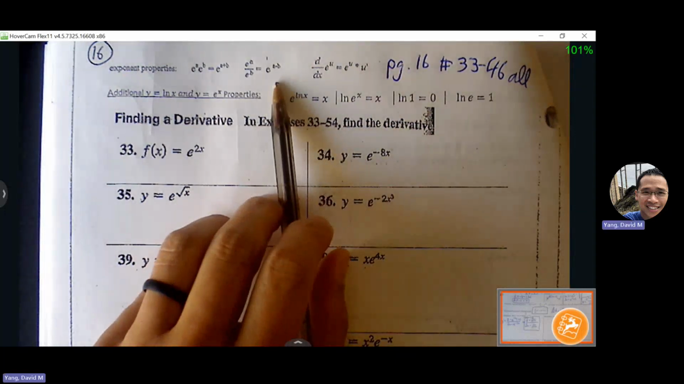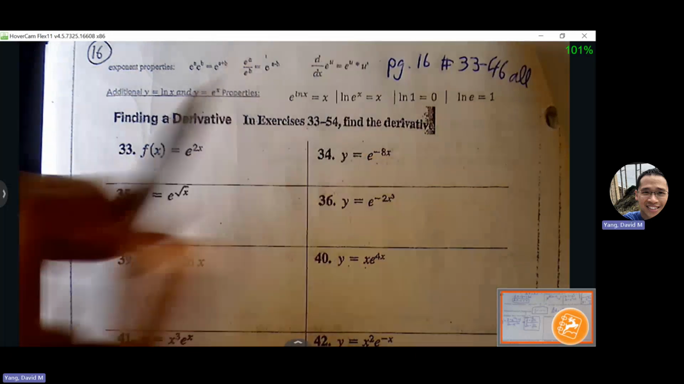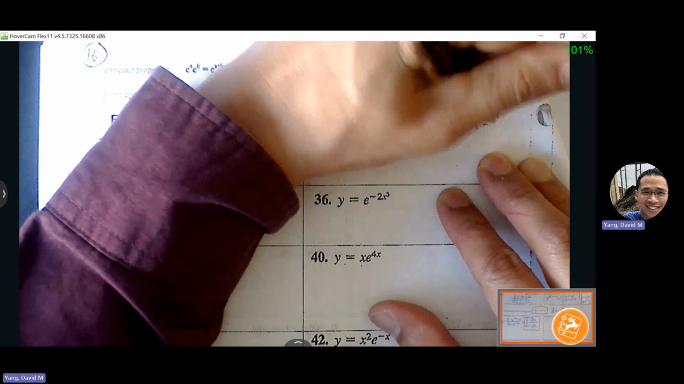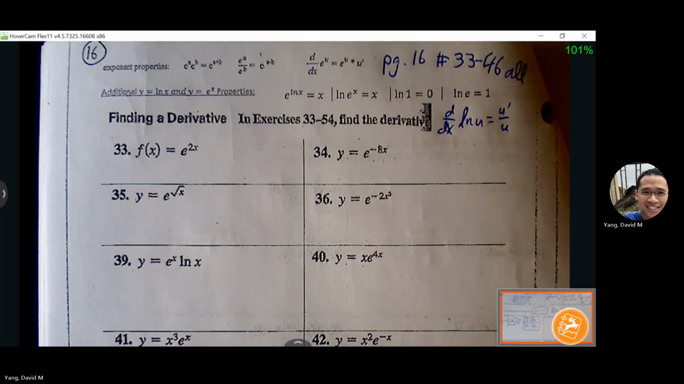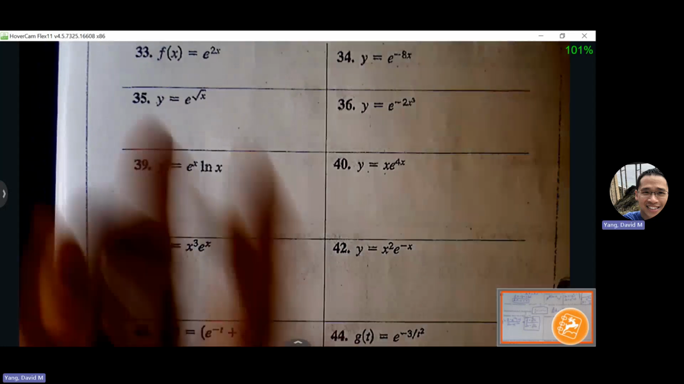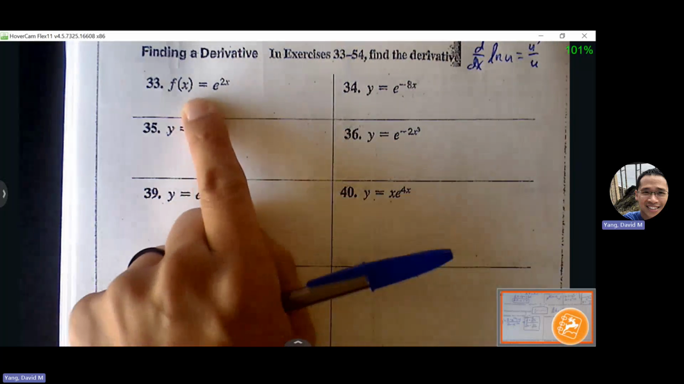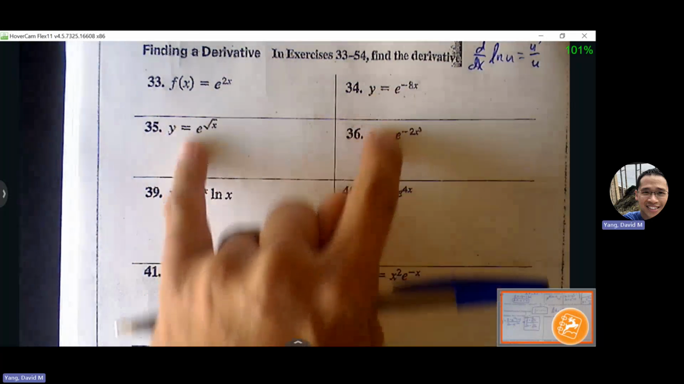Okay, so I put some helpful derivative rules up here. E to the u is e to the u times u prime. I'll put up another one here: natural log of u is u prime over u. Let me go through and highlight some important first steps. If we can figure out the first step, then everything falls into place. 33 through 36, this is pretty straightforward, just e to the u times u prime.